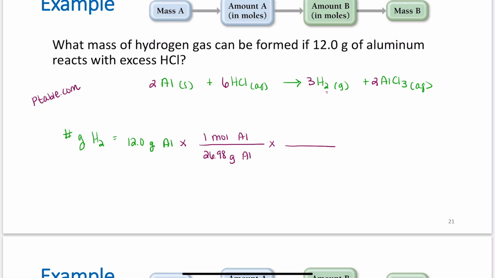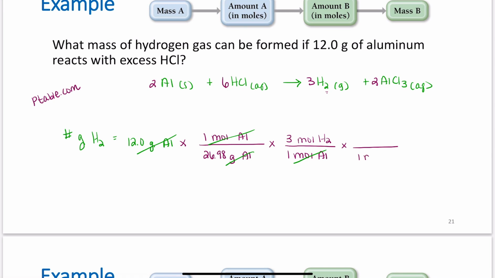Now that I'm in moles of aluminum, I can use my balanced reaction to get to moles of hydrogen. I see that 3 moles of H2 are produced for every 1 mole of aluminum consumed. Again, grams canceled. I'm going to put the moles of aluminum in the denominator because I need them to cancel out, giving me my moles of hydrogen gas.